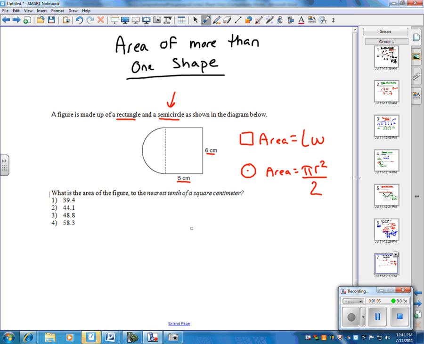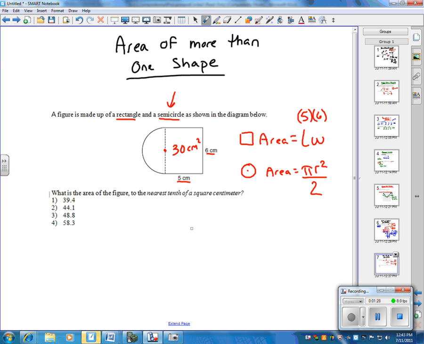So let's start with the rectangle, because that'll be a little easier. For the rectangle, we got 5 times 6. So we got 5 and 6. So that's going to be 30 squared centimeters. Now we have to do the semicircle.